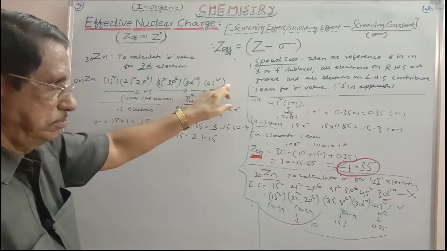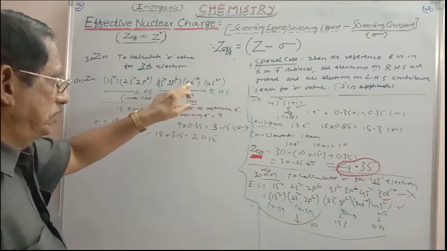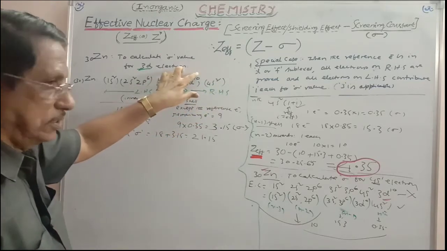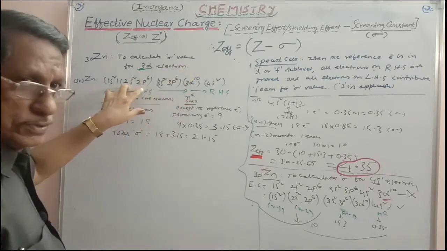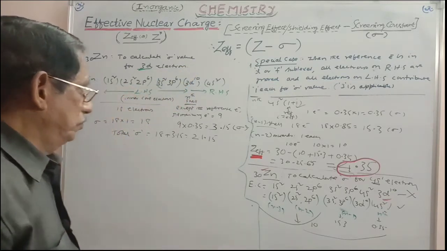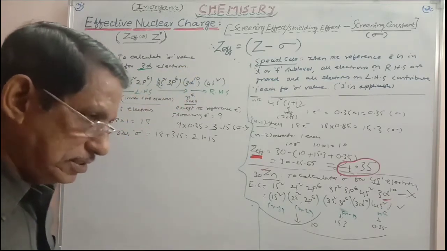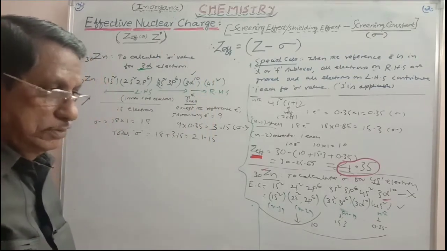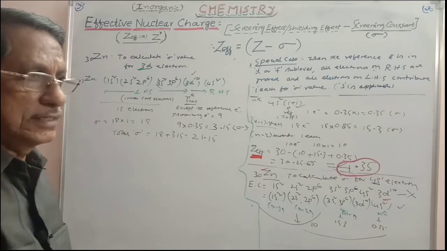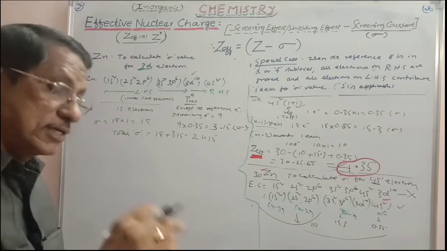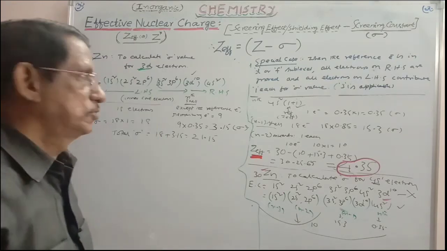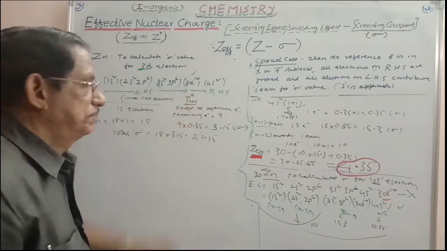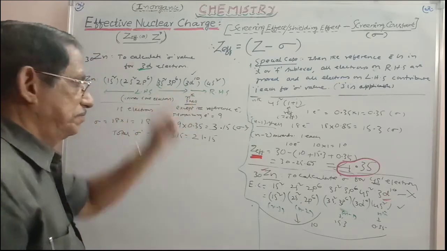4s2 is the outermost orbit. And here 3d10, 3s2, 3p6, these are in the same group. 2s2, 2p6 is one group and 1s2 is one group. You have to calculate the Z effective on this electron. The electron for which you are calculating, the orbit in which it is present becomes the outermost orbit for this calculation. And so 3D becomes the nth shell.